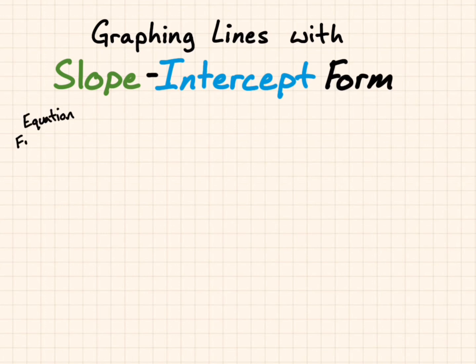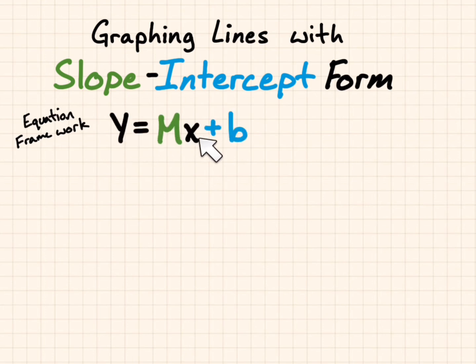Now, we'll start off with the equation framework. The equation looks like this. We have y equals mx plus b, where m is going to be our slope and the plus b is going to be our y-intercept.